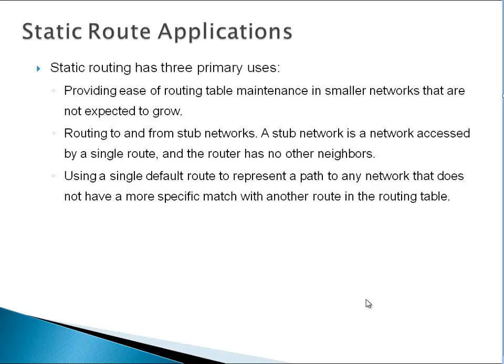Third, using a single default route to represent the path to any network that does not have a more specific match with another route in the routing table. What this means is that we can use a default route. For example, if we don't know how to send data somewhere, we can just send it to the default route. For home users, our home network's default route is our ISP. Anywhere we want to go on the internet, we first have to send it to our ISP. So we can create a default route pointing to our ISP.